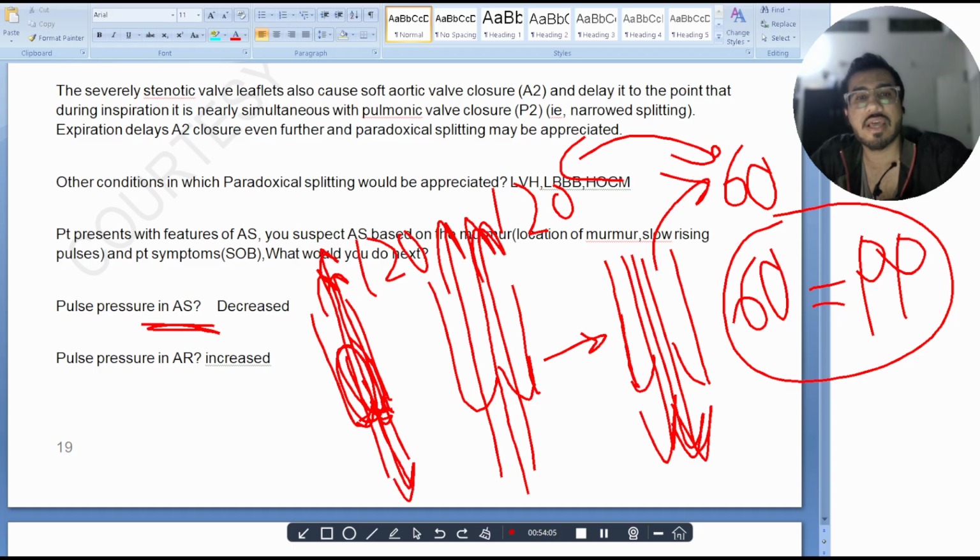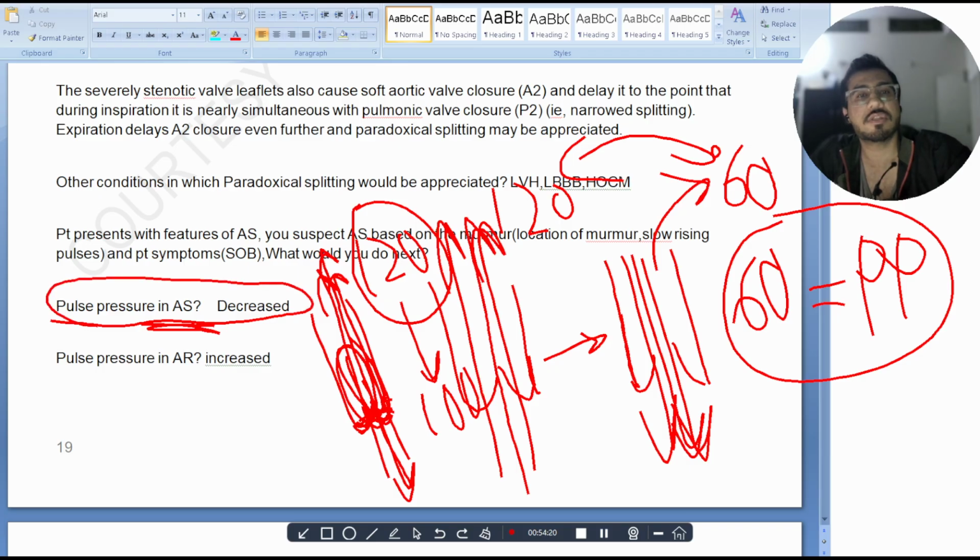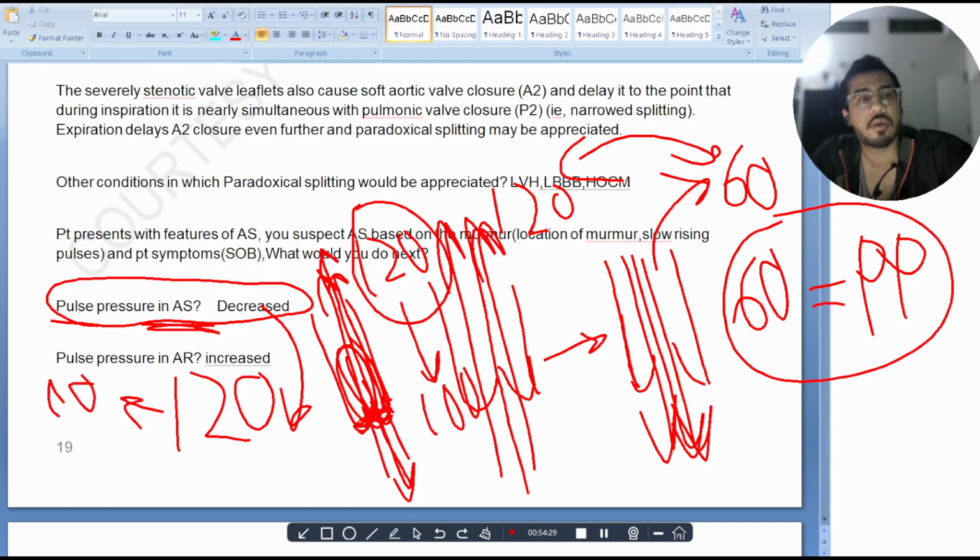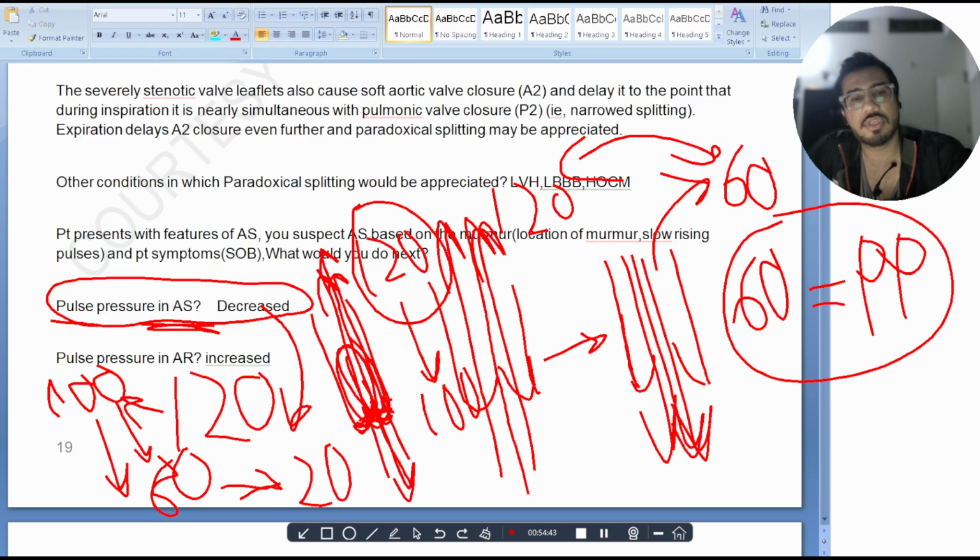Instead, what happens is that due to the stenosed valve, the systolic blood pressure that usually would be about 120 would reduce to about 100. So the mechanism behind the pulse pressure decreasing in aortic stenosis is that you are not able to achieve the maximum systolic blood pressure of 120. It would instead be 100 because the stenosed valve would not allow that much blood to flow and create that much pressure, and the diastolic would just be normal, but as you see the difference turns out to be just 20. So this is narrowing of the pulse pressure when it comes to aortic stenosis.